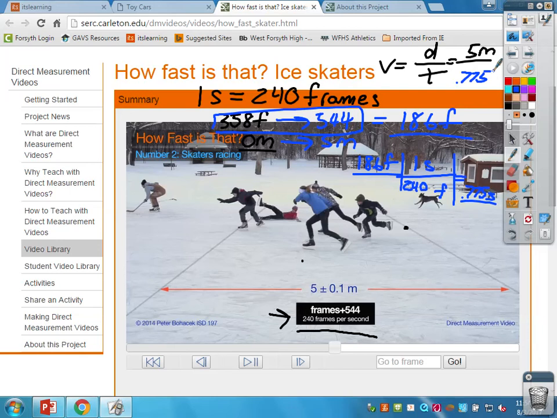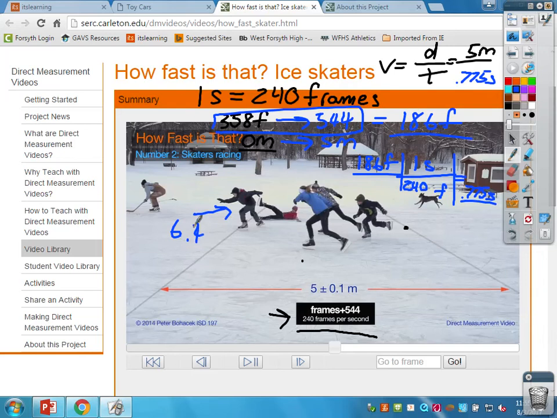The question was, what is his average velocity? 5 meters divided by 0.775 seconds. I believe that this kid is going 6.4. How many significant figures do I want? Really only one. Technically I only get one, but I'm going to go with 2.